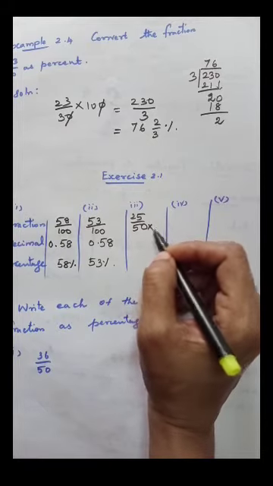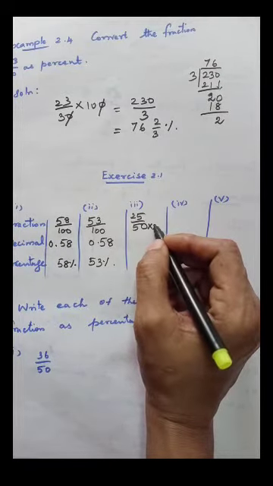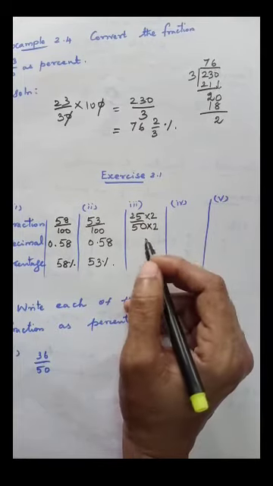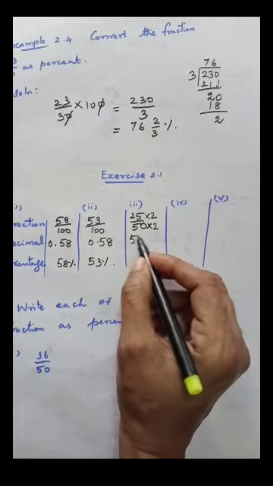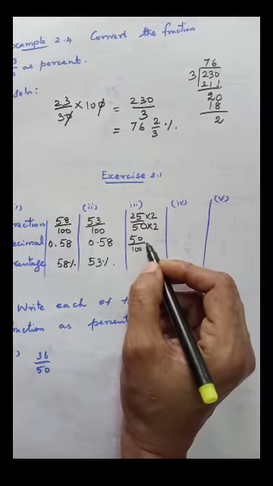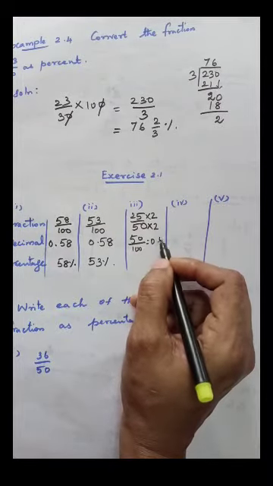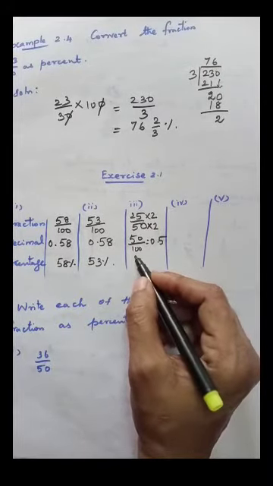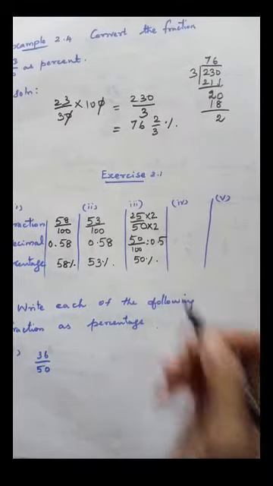The denominator must be 100 or 10. So you multiply this by 2, then you multiply the numerator also by 2. So it will come as 50 by 100, isn't it? The decimal is 0.5. Here the percentage is 50%.